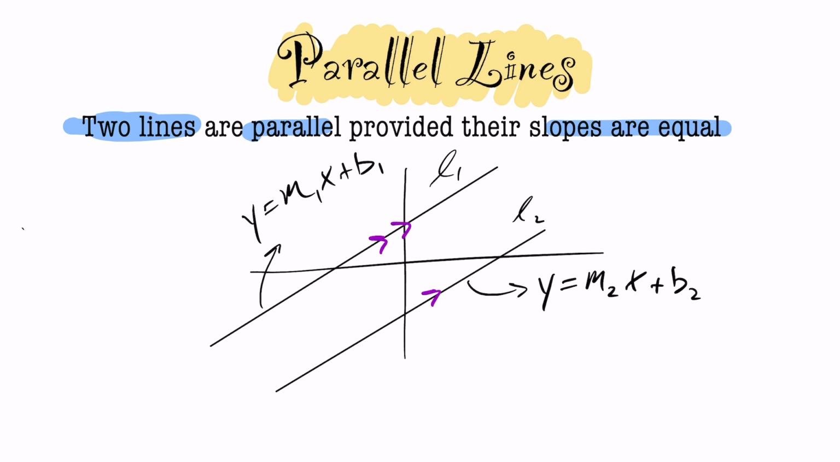If that does happen, and you have two parallel lines, then it must be the case that the slopes of each of these must be equal. So we have to have m1 equaling m2. So if you have two lines that are parallel, their slopes are identically equal. Let's look at some algebraic examples of this.